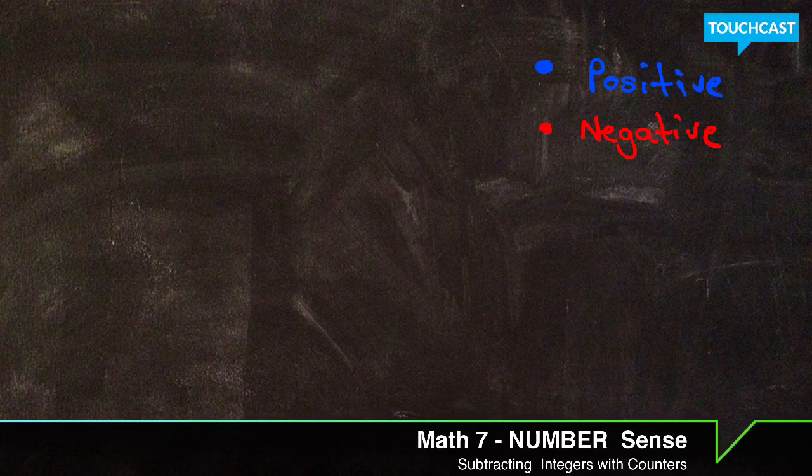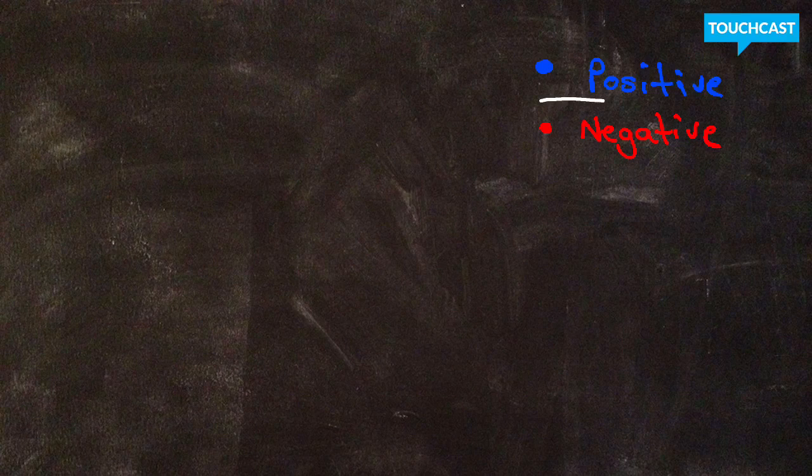Today we're going to do a little bit of subtracting with integers, and we're going to use something called counters. The first thing I'd like to bring to your attention is that if I use blue dots, they're going to mean positive numbers. If I use red dots, they're going to mean negative numbers.